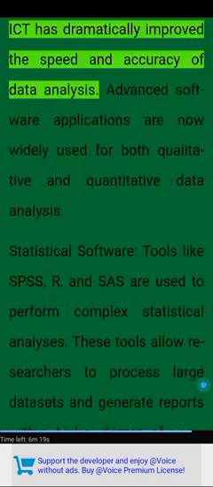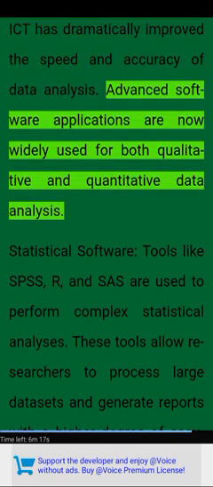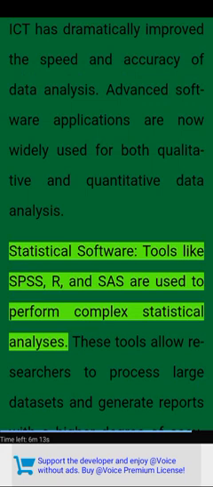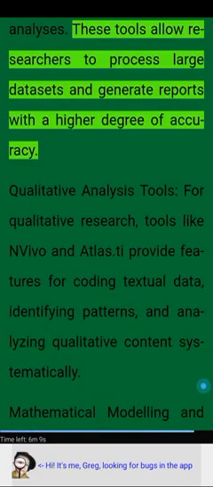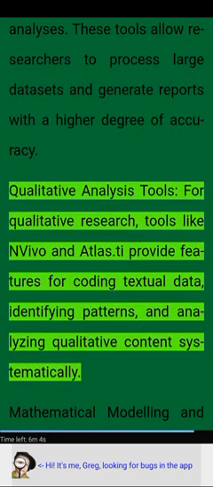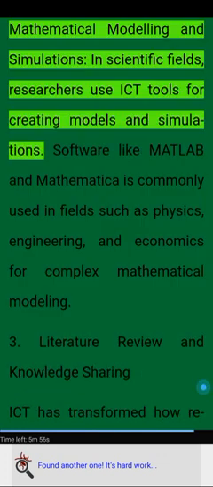2. Data analysis. ICT has dramatically improved the speed and accuracy of data analysis. Advanced software applications are now widely used for both qualitative and quantitative data analysis. Statistical software: tools like SPSS, R, and SAS are used to perform complex statistical analyses. These tools allow researchers to process large datasets and generate reports with a higher degree of accuracy. Qualitative analysis tools: for qualitative research, tools like NVivo and Atlas.ti provide features for coding textual data, identifying patterns, and analyzing qualitative content systematically.